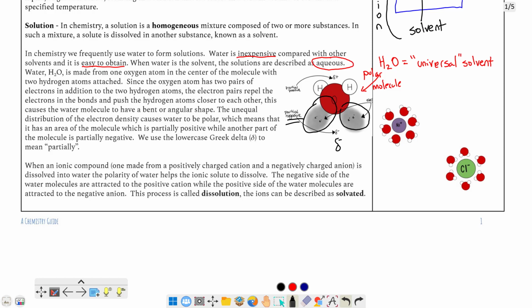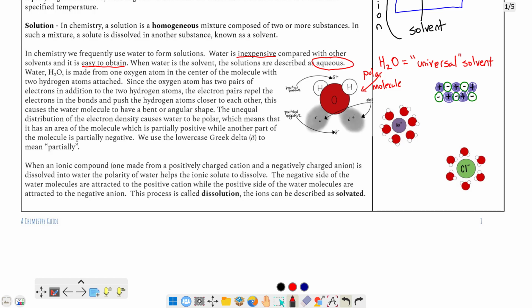It means partially negative. Now, if those electrons are spending a lot of time around oxygen, that means the hydrogen end of the molecule is partially positive. So what does all this mean? Well, if I add a crystal of table salt, like this, it's a tightly arranged set of sodium and chlorine ions. They're bound together by ionic bonds.